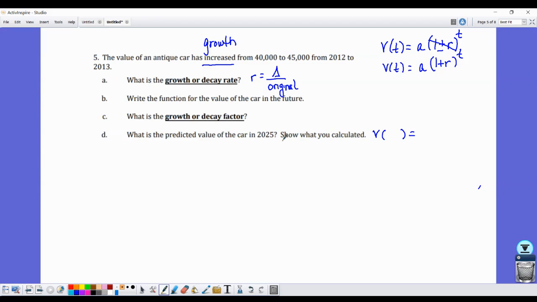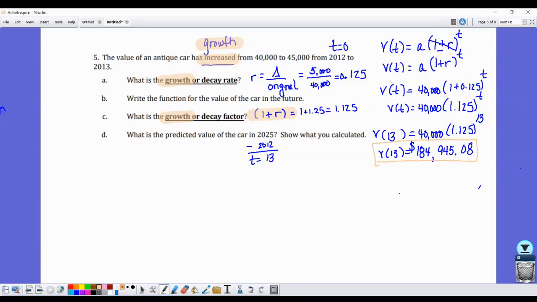At 2025, we started at the original time of 2012, so let's subtract 2012 from 2025. We're talking about 13 years. T equals 13. So then go calculate the value at 13 years. And we'll come back in just a minute and check those answers.